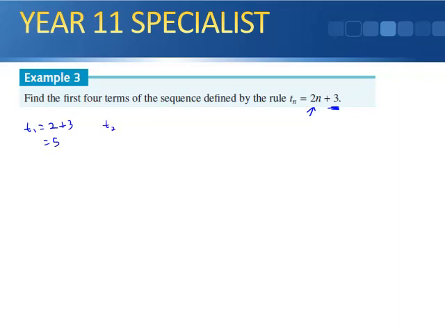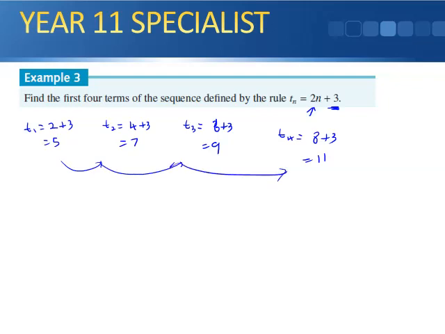Then t of 2. If you put n equal to 2, you're going to get 2 times 2, which is 4, plus 3, which is 7. If you put n equal to 3 to find the third term, you're going to get 2 times 3, which is 6, plus 3, which is 9. And term number 4, you're going to get 2 times 4, which is 8, plus 3, which is 11. And then we can see we're just adding 2 all the time.